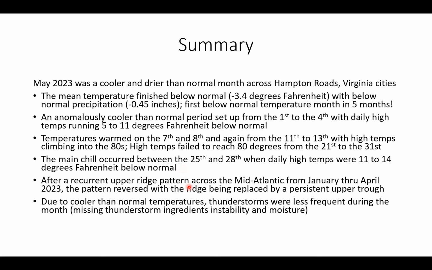And then after a recurrent upper ridge pattern across the mid-Atlantic from January through April 2023, where we saw that ridge be dominant, the upper level pattern reversed, with the upper level ridge being replaced by a persistent upper trough. In this case we had upper level ridging at higher than normal heights up into Canada, and beneath that, we saw below normal heights across the mid-Atlantic.